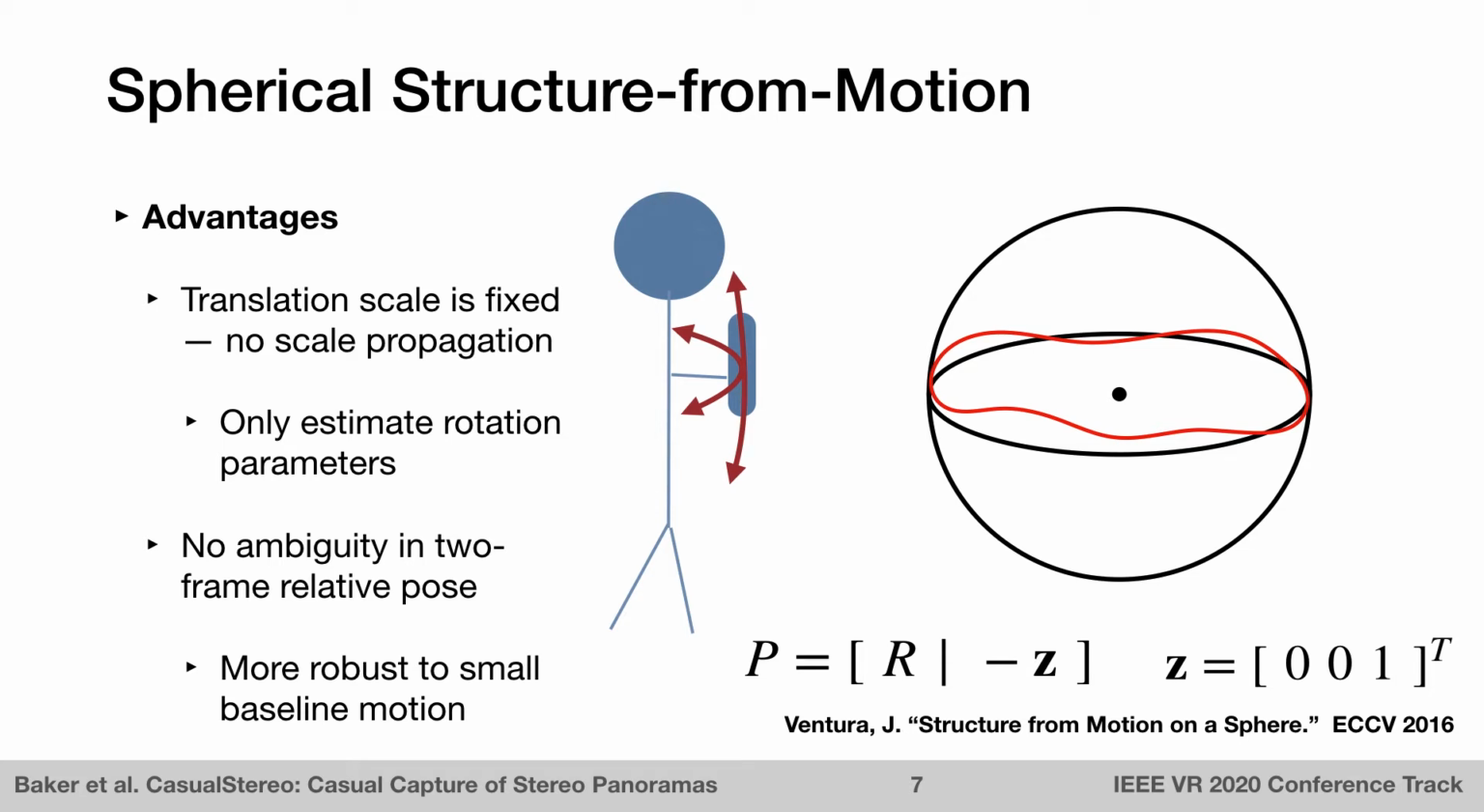In terms of SFM reliability, spherical SFM has several advantages. Because the translation is always fixed, we do not need to do scale propagation. Secondly, there's no ambiguity in 2-frame relative pose estimation, which is a problem in general SFM with small baselines when we try to decompose the essential matrix.